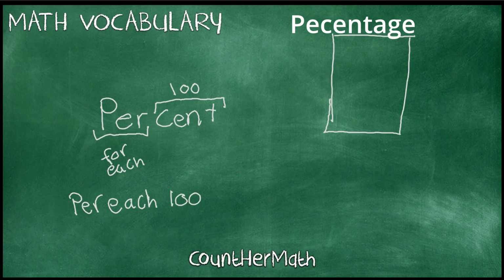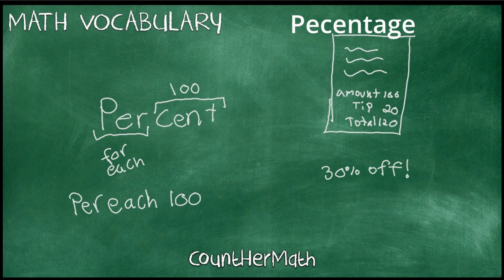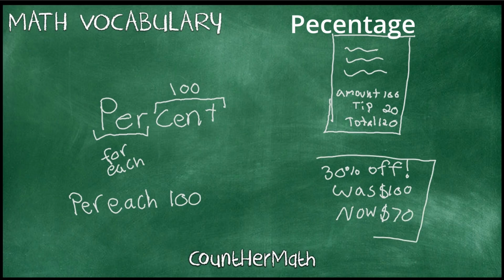So when leaving a 20% tip at a restaurant, we leave $20 for each $100 the meal was worth. A percentage discount on clothes means that you get to save that percentage in dollars for each $100 that item cost. In the real world, we rarely see a perfect 100 when calculating percentages, and I'll make a separate video on how to solve those kind of problems in the future.